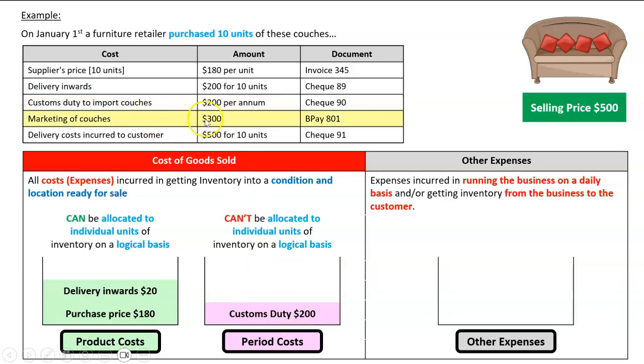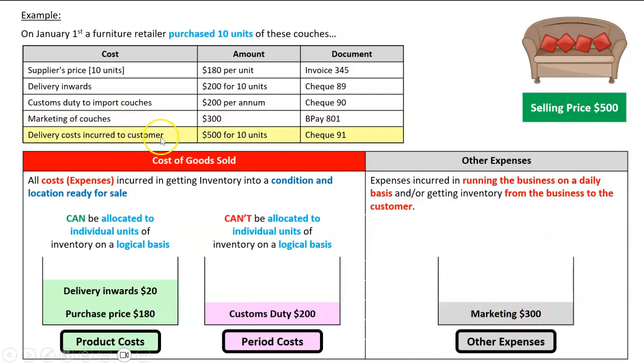Marketing of couches, $300, and it's paid with cash. So is marketing required to get inventory ready for sale? It's not. We don't need to market it to get it ready for sale. We incur that to actually sell it. So marketing would go over here as another expense, just like always.